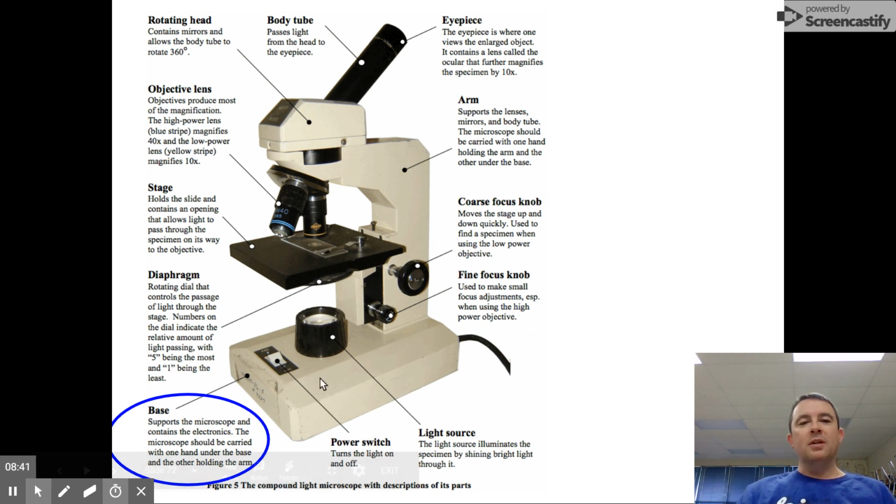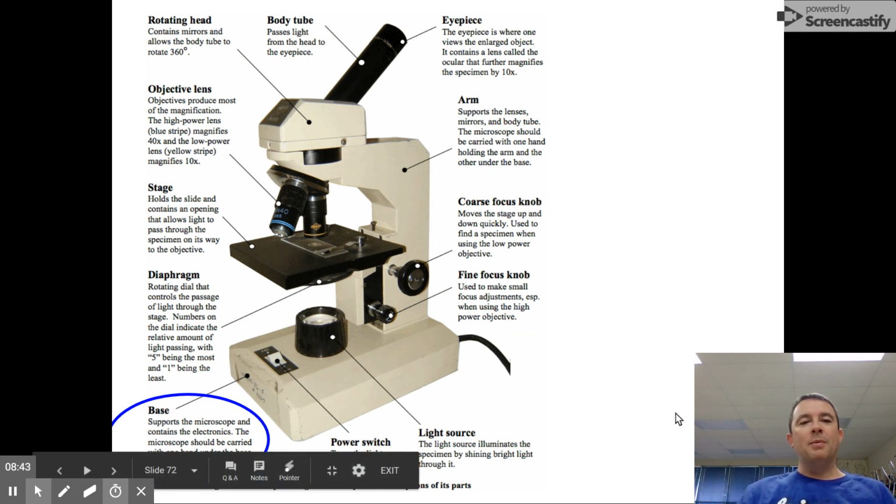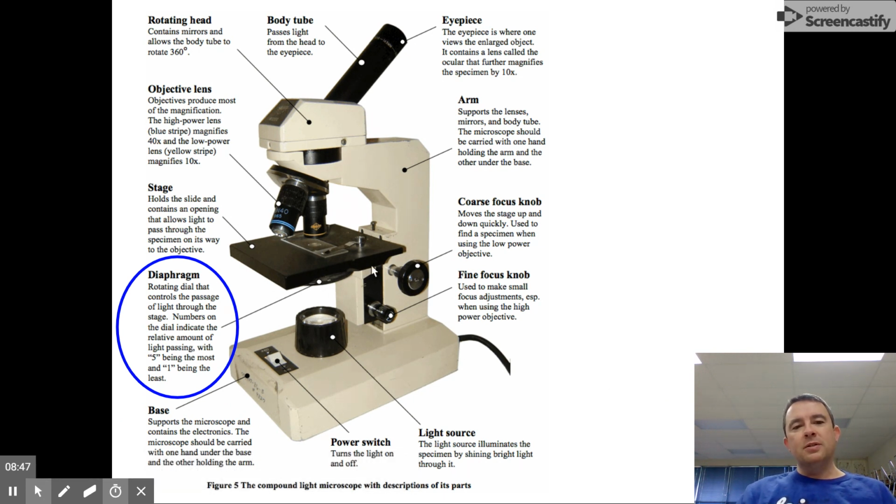I've already mentioned the base is the bottom of the microscope. Just underneath the stage, underneath this platform, you'll see a little rotating disc. You can barely see it here. That's called the diaphragm. And as you rotate that, there are holes in the diaphragm that let either a lot of light pass through or a very small amount of light.